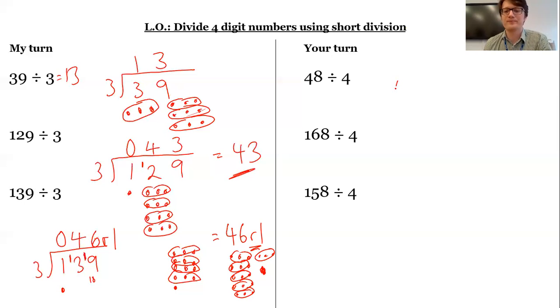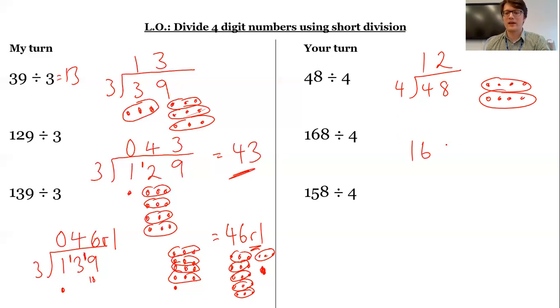Okay, here we go. So 4 goes into 4 1 times. 1 times 4 is 4. 4 goes into 8 2 times. I can make 2 groups of 4. We can just prove that. 4, 8.